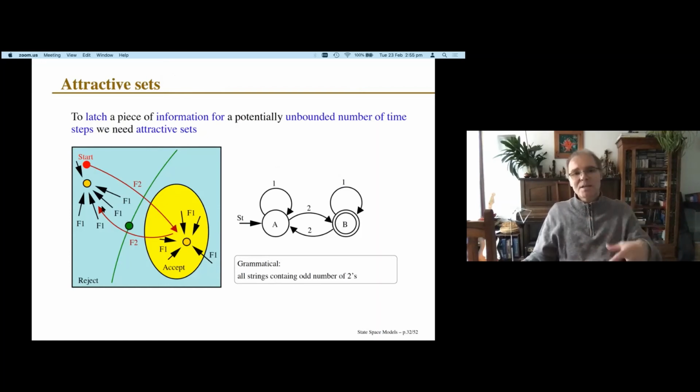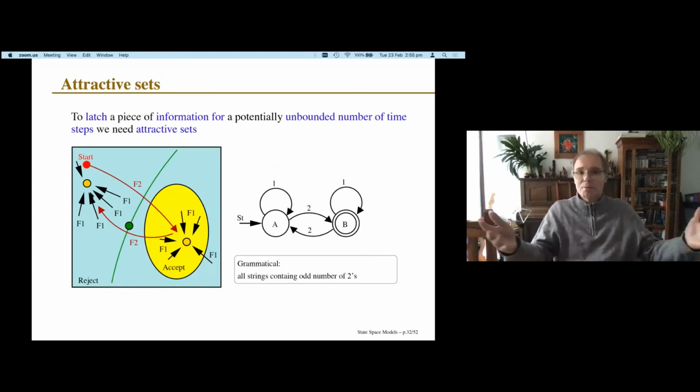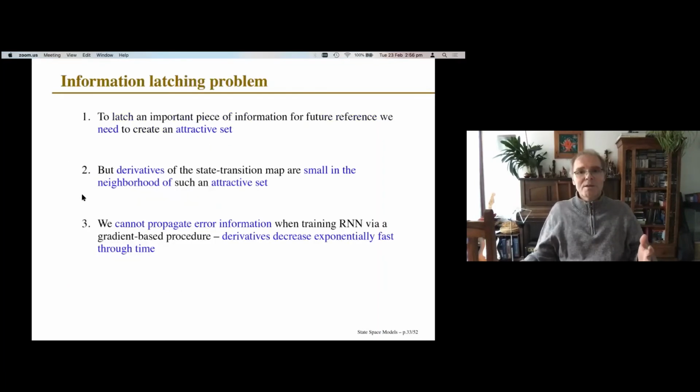As soon as I start to create attractive sets, I propagate my gradient information through the chain rule, and I need to propagate it in the neighborhood of attractive sets. That means I multiply lots of small numbers, because that's the chain rule of derivatives, right? So my gradient information diminishes, it vanishes. So it's called the information latching problem, the vanishing gradient problem.